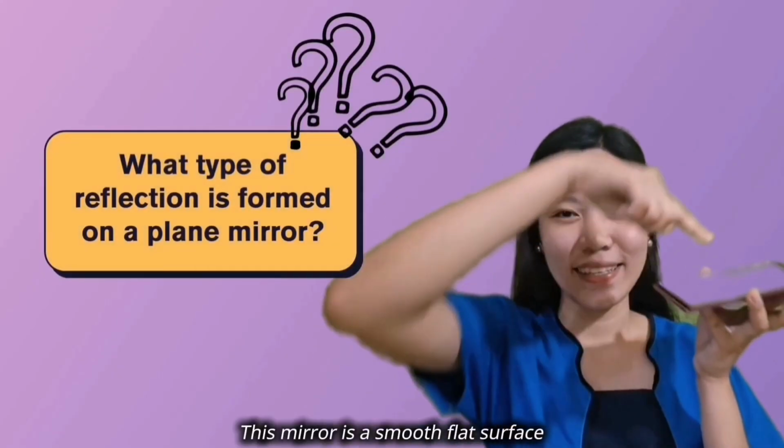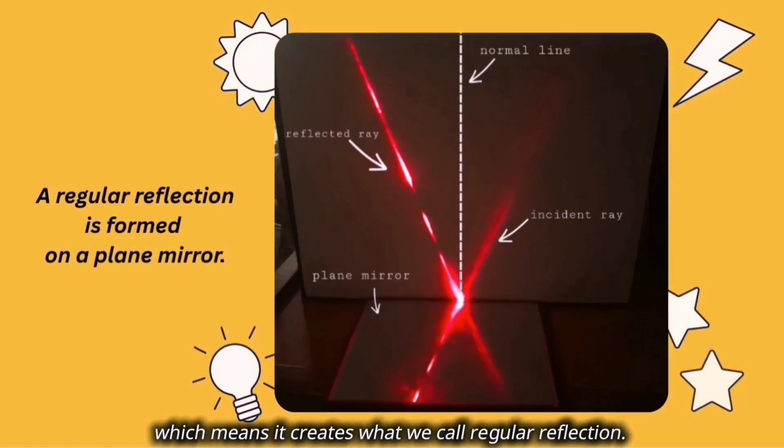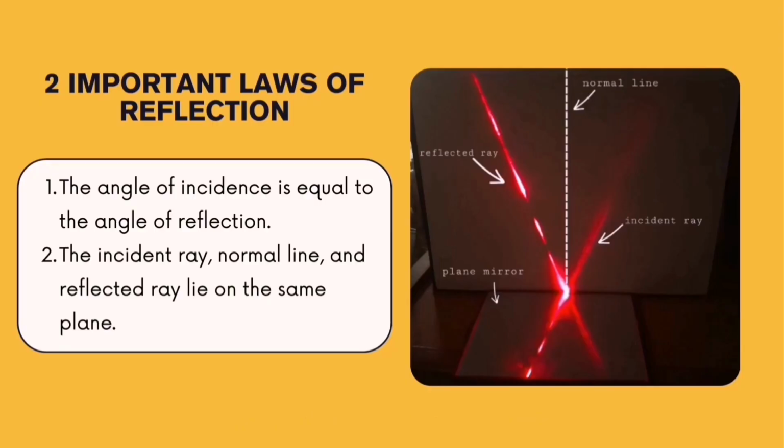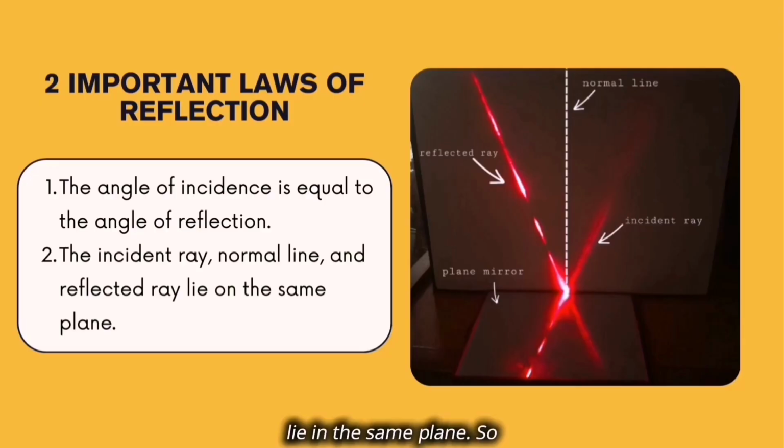This mirror is a smooth, flat surface, which means it creates what we call regular reflection. The light rays bounce off at the same angle they hit the surface. There are two important laws of reflection. Number one, the angle of incidence, or the angle at which the light hits the mirror, is equal to the angle of reflection, or the angle at which it bounces off. And number two, all three of them, the incident ray, the reflected ray, and the normal line, or the imaginary line perpendicular to the surface, lie in the same plane.